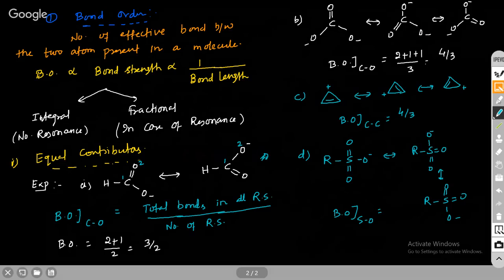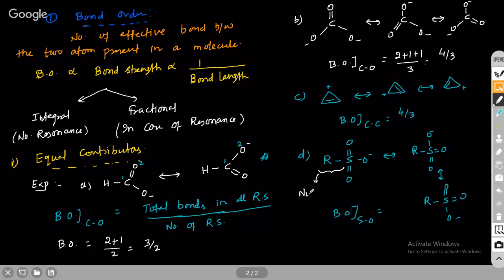Okay. So you see in the last one, this bond we won't count here because this is not in resonance. The only bonds which are part of resonance, those bonds only we count. Okay. 2, 3 plus 2, 5 divided by 3 is the answer for this. Now you see in all these structures, we are drawing the resonating structure. Right. So it is difficult to draw the resonating structure in the exam all the time.